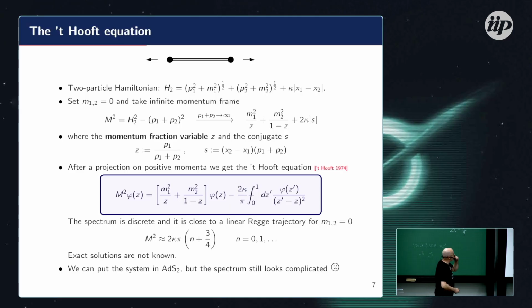Fantastic. So this is the 't Hooft equation. We set this term to 0. But then this is still a bit horrible, and exact solutions are not known. You can compute it numerically easily. It was done in the 70s. And you get this sort of spectrum, linear-ish Regge trajectory.